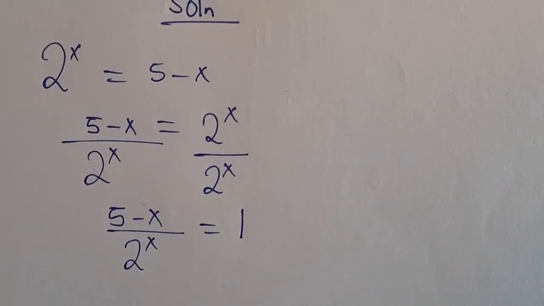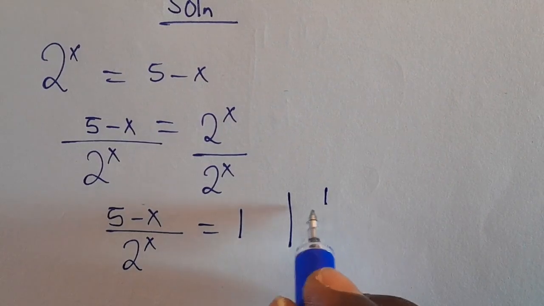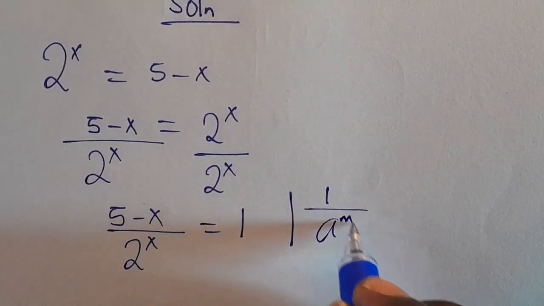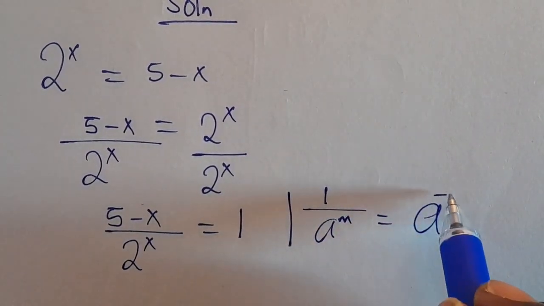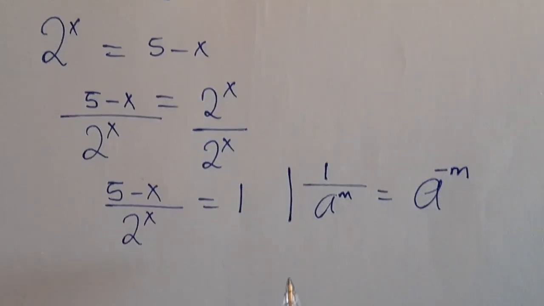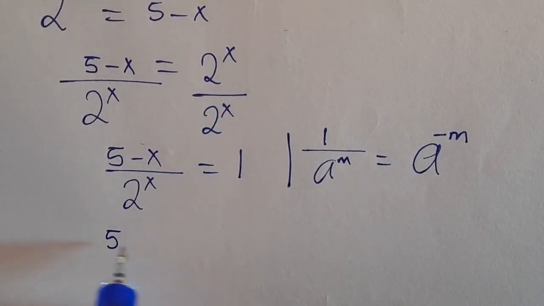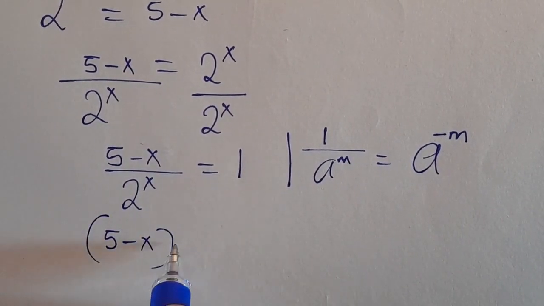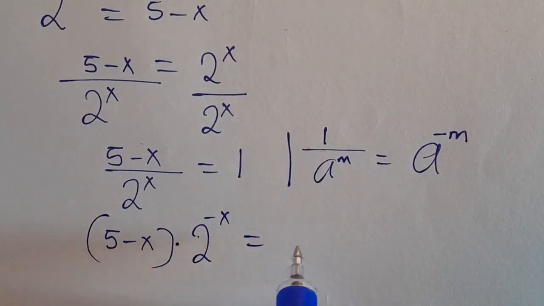Now, we have to recall that when you have 1 divided by a to the power of m, this equals a to the power of minus m. So now let us apply this here. So we are going to have this as 5 minus x, then multiplied by 2 to the power of minus x equals 1.